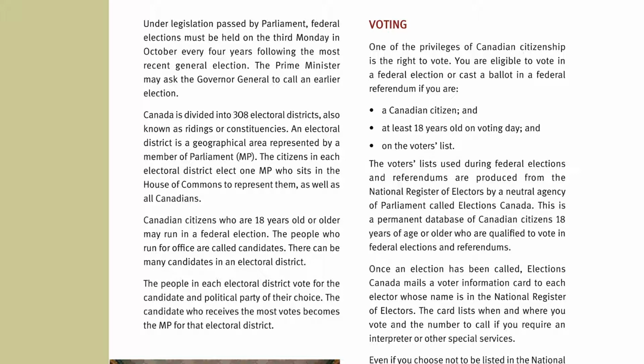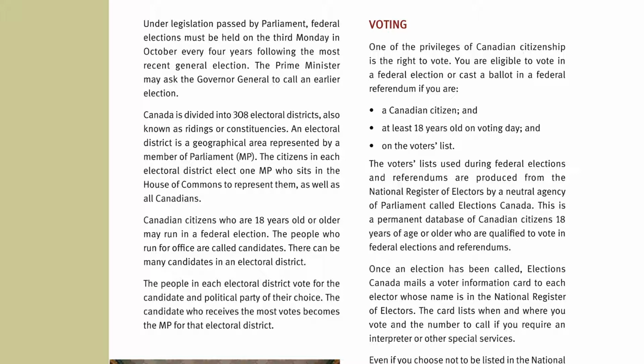Voting. One of the privileges of Canadian citizenship is the right to vote. You are eligible to vote in a federal election or cast a ballot in a federal referendum if you are a Canadian citizen and at least 18 years old on voting day and on the voters list. The voters list used during federal elections and referendums is produced from the National Register of Electors by a neutral agency of Parliament called Elections Canada.